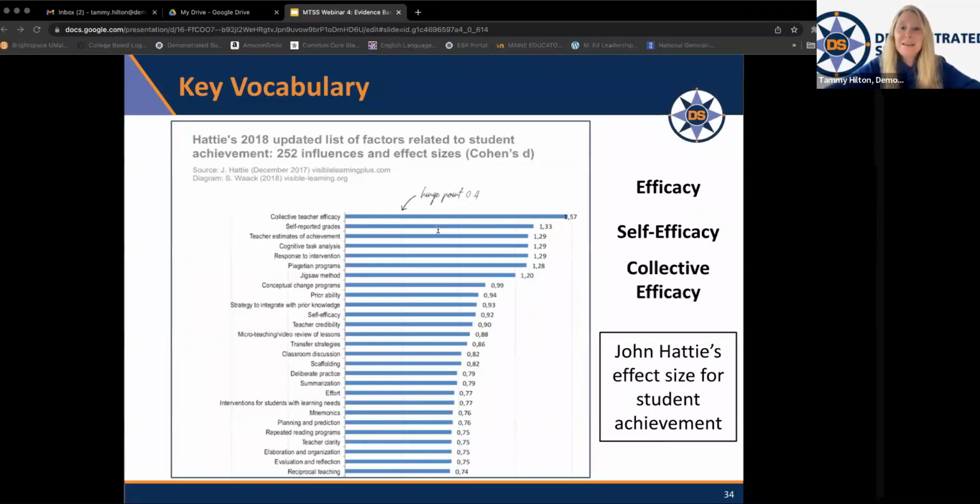And then collective efficacy. We can see in this chart that collective efficacy is, according to Hattie, one of the top influencers of student achievement. And so it's really about that shared belief. And we talked in the first webinar about setting the why and really having this collective efficacy, so that your group can be stronger.